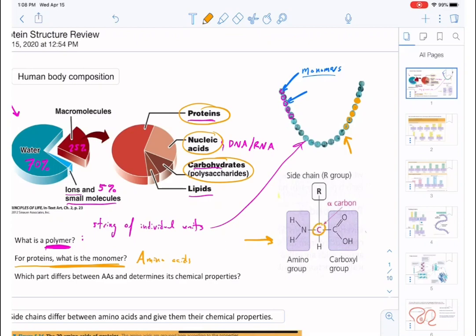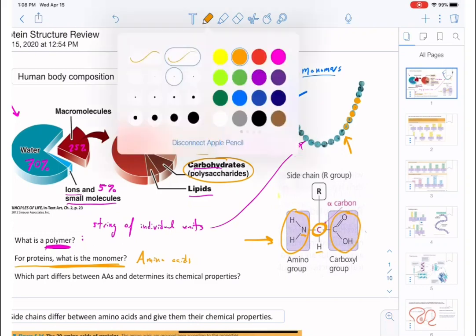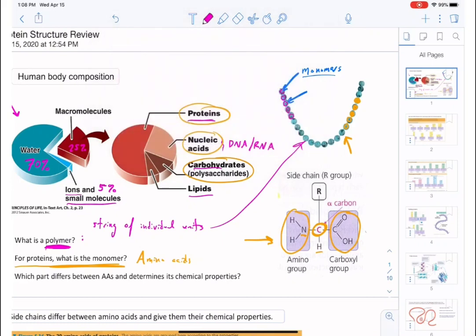You have a central carbon, and coming off that carbon, you have a hydrogen here, but then you have what's called an amino group with a nitrogen in it. You have a carboxyl group. And then lastly, you have this group that's represented by the letter R, and that's called the side chain.